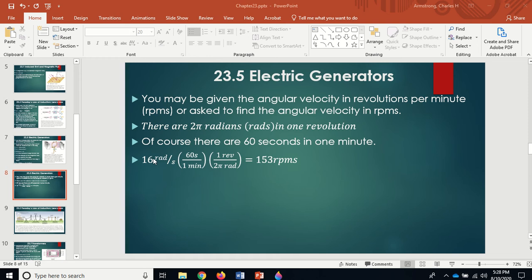So let's say we had 16 radians per second. Well, we get rid of the seconds. There's the conversion for seconds. Once we do this, we'll have radians per minute. And then we get rid of the radians here, 2 pi radians per 1 revolution. This would give us revolutions per minute, RPMs.